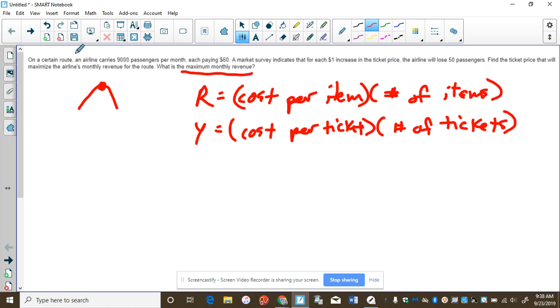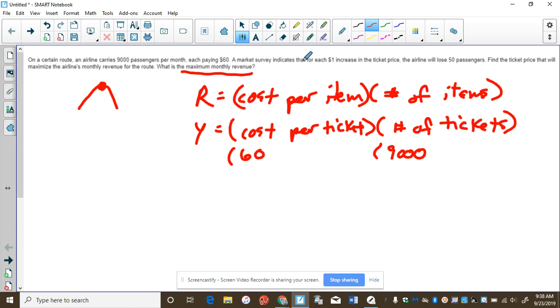So let's read it. On a certain route, an airline carries 9,000 passengers per month. So the number of tickets starts as a baseline of 9,000. So here's how we're going to write that. They're each paying $60. So monthly revenue, do the math here. What is that? $540,000. Okay, that's the standard that is met.